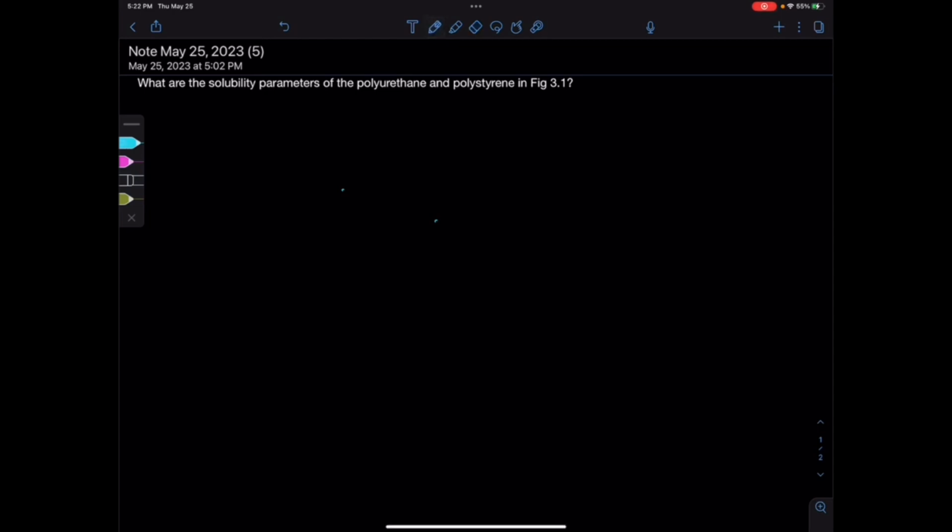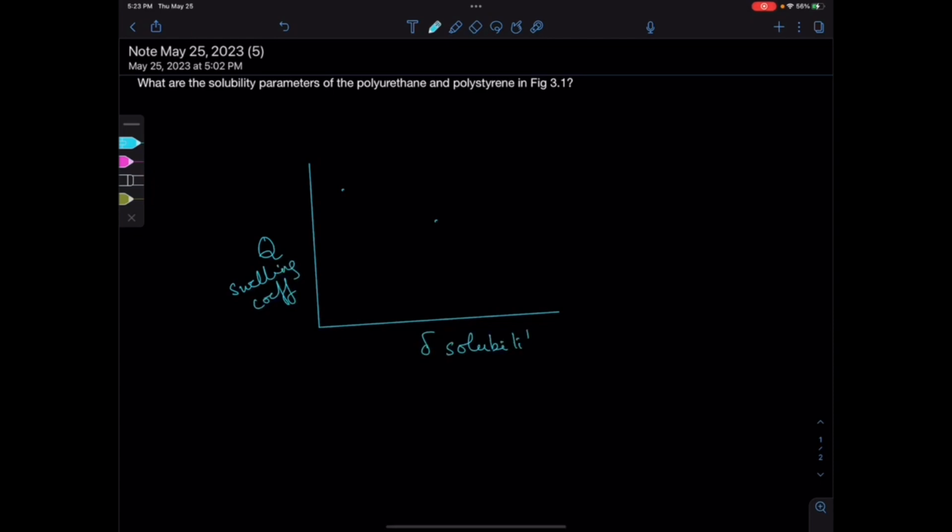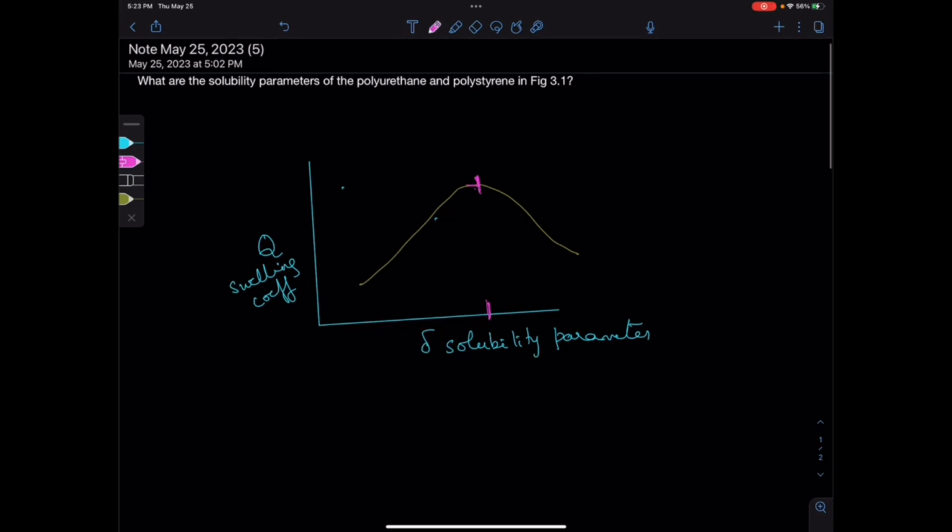So, if we have a graph like this, in which Q is the swelling coefficient on the y-axis and delta is the solubility parameter on the x-axis, and if I get a graph like this, then the solubility parameter of the polymer is at the peak. It is where the swelling coefficient is a maximum. That is the solubility parameter of the polymer because it is closest to the solubility parameter of the solvent.